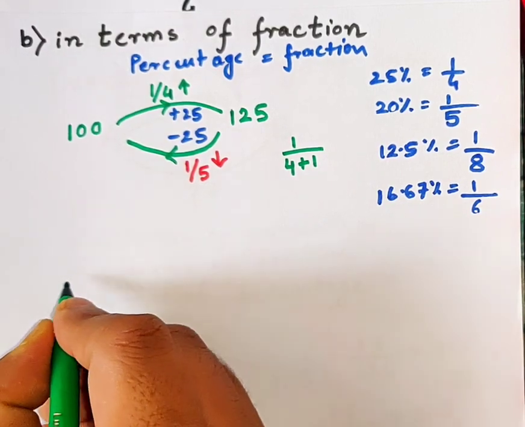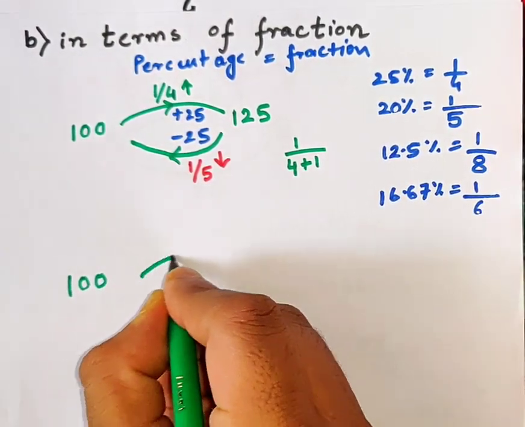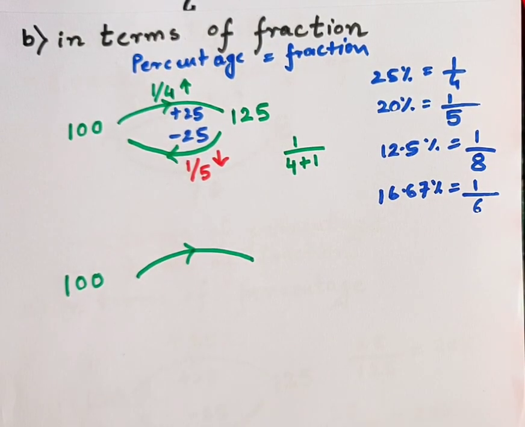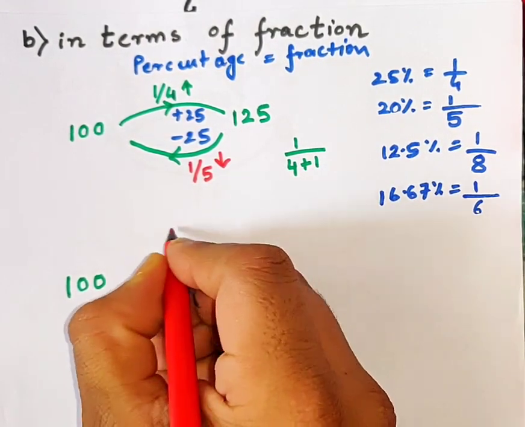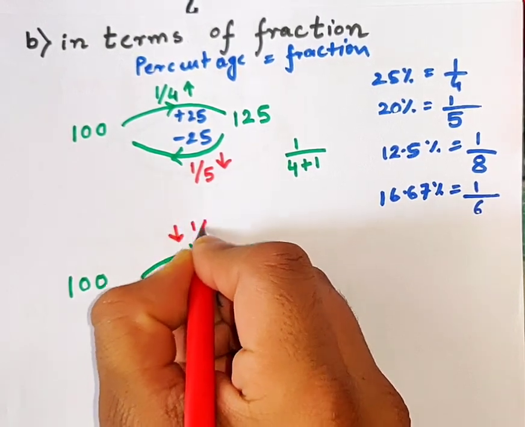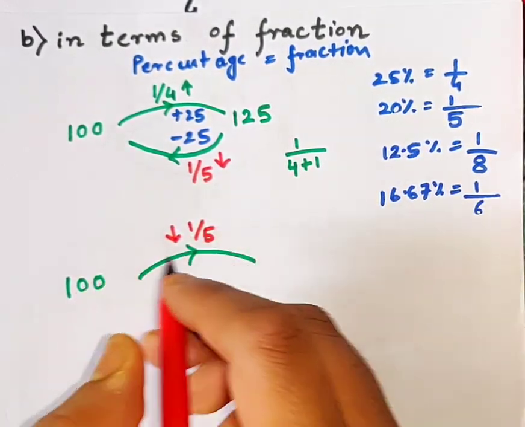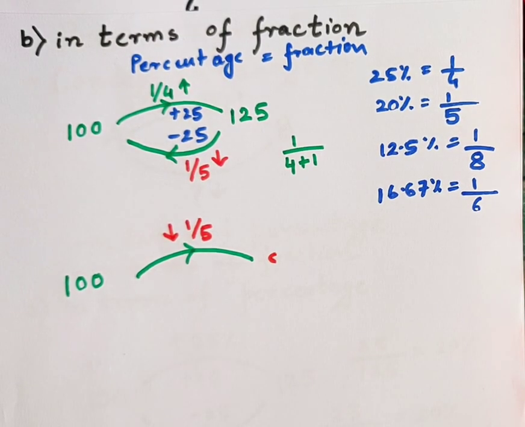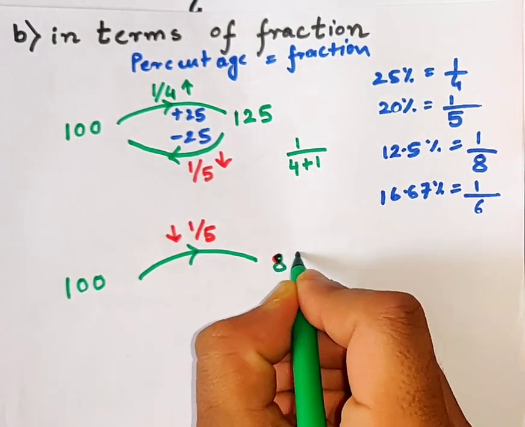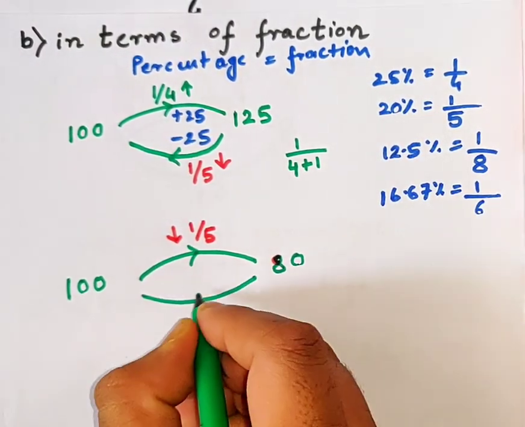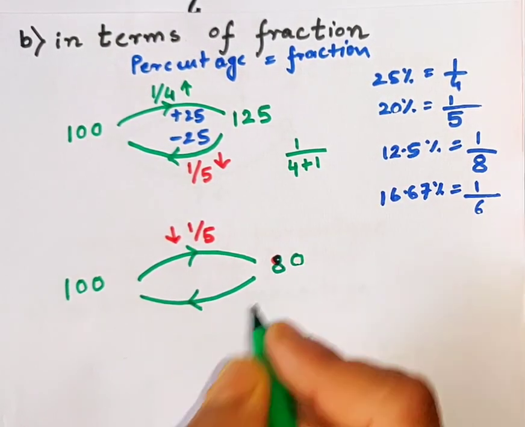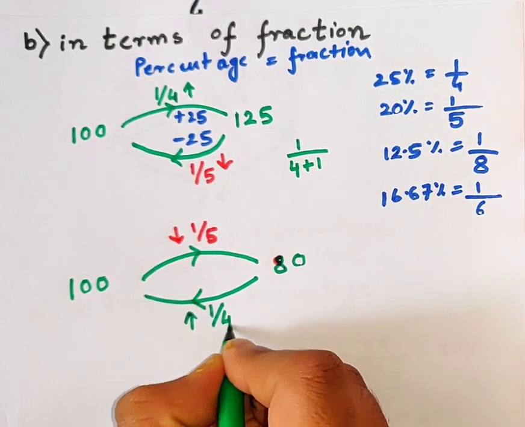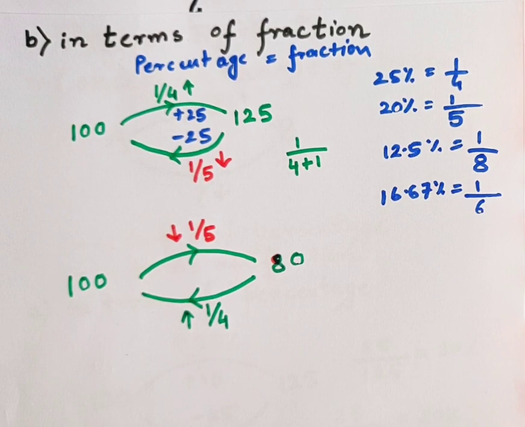Similarly, we did 100, you reduce it by 20%. Reduce by 20% means you reduced it by a fraction of 1 by 5. 1 by 5 of 100 is 20, so it becomes 80. The same 20 you need to add. So how much is 20 by 80? 20 by 80 is 1 by 4. So you are increasing it by the fraction of 1 by 4 of 80.